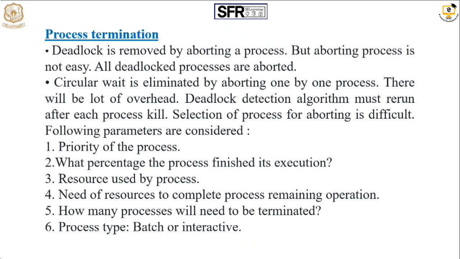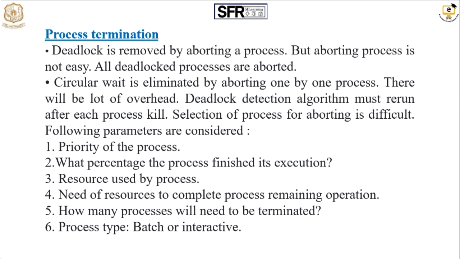The first one is the priority of the process. The second one is what percentage of the process has finished its execution. Then the resources used by the process. Then the resources needed to complete the process's remaining operations. Then how many processes will need to be terminated. Then the process type, batch or interactive. So when a process is terminated, we have to follow these parameters.